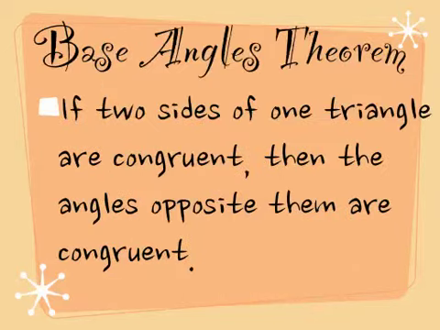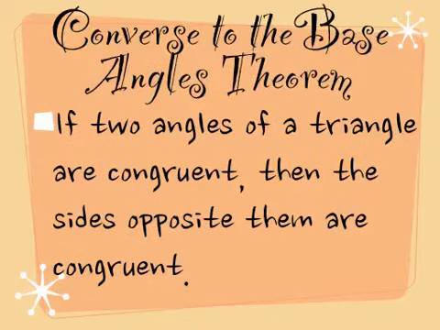The base angles theorem says if two sides of one triangle, something that's important to think about right now, is that with the base angles theorem we're talking about one triangle. We're not trying to prove that two triangles are congruent to each other like we have been doing. So the base angles theorem says if two sides of one triangle are congruent, then the angles opposite them are congruent. And we've actually already talked about this when we were classifying triangles. The converse of the base angles theorem says that if two angles of a triangle are congruent, then the sides opposite of them are congruent. Again, we've kind of already talked about this. We're just putting a name to the idea that we've already discussed.